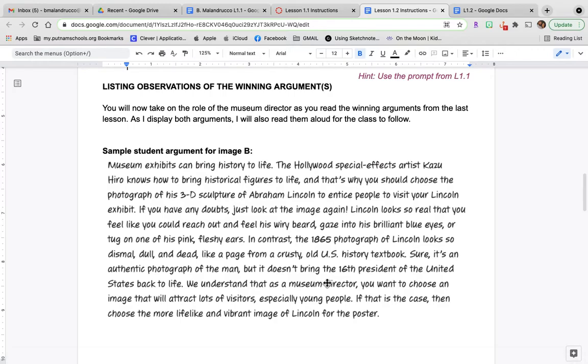This is a sample student argument for image B. If you also wrote for image B, that's perfectly fine. If you wrote for image A, even better. So, you're going to list observations of the stuff that you did in your argument and what was good, what was convincing about your argument. If you were the museum director, and then look at this one, what's convincing about this argument as well? What pulls you in and draws you in?